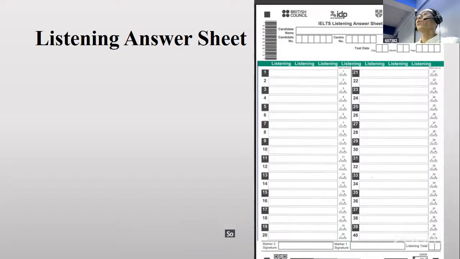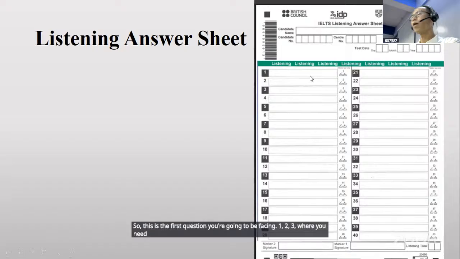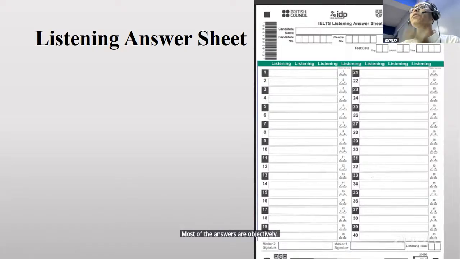So this is the first question you're going to be facing, 1, 2, 3, where you need to fill out your own answers. Most of the answers are objective, very short. You don't have to write more than 2 or 3 words, honestly speaking.